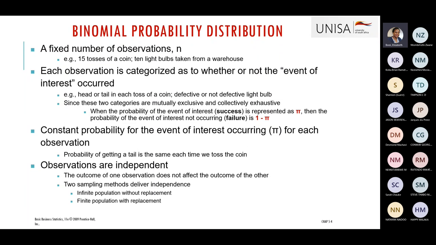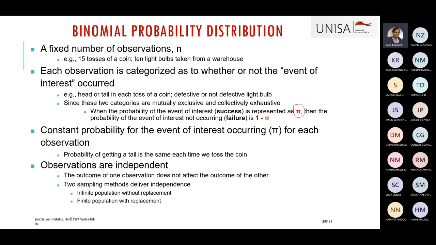And each observation is categorized as whether or not the event will occur. So here we're talking about a success or a failure of an event happening as well. For example, when you have a coin, it has two sides, a head or a tail. When you create an event, it lands either on a head or on a tail. And those are the two categories that you can count and record. The probability of an event that is of your interest, we call the probability of success, and it's always denoted by a pi sign. A probability of failure will be the complement of a success, which will be 1 minus the probability of success.